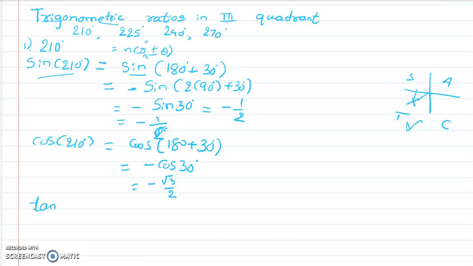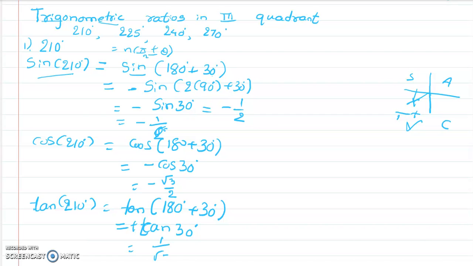Similarly, tan 210 degrees. Tan operating on, how do you write 210? 180 degree plus 30 degree. 180 is an even multiple of 90, so tan will not change to cot. It remains as tan only, tan 30 degree. And in the third quadrant, tan and cot are positive, so this is positive. Tan 30 degree, the ratio for tan 30 is 1 by root 3.